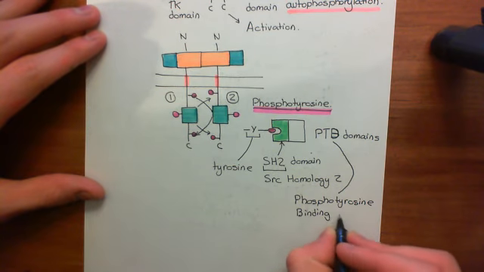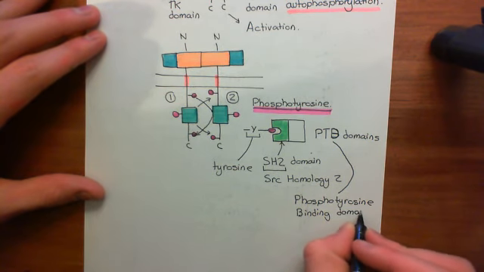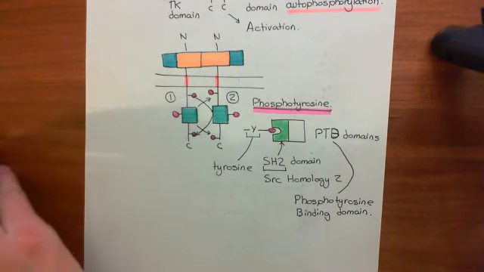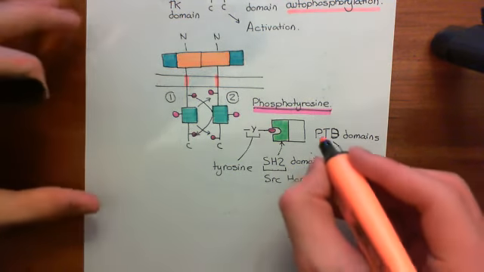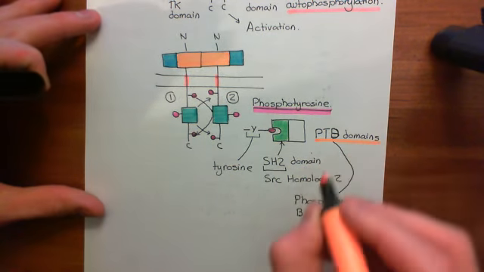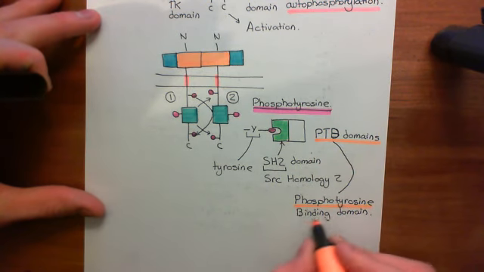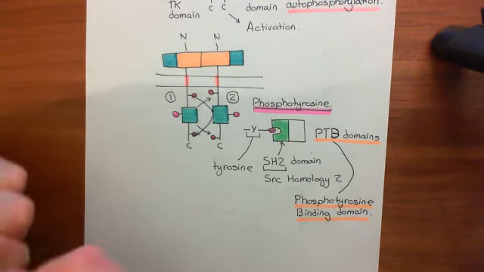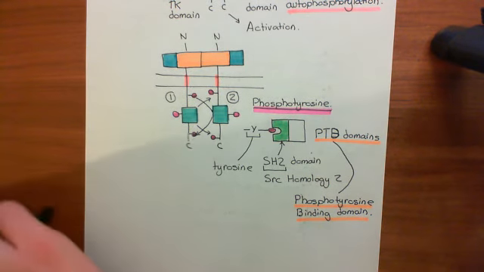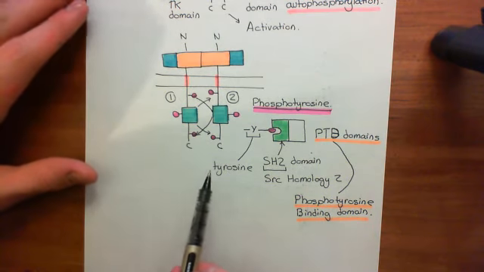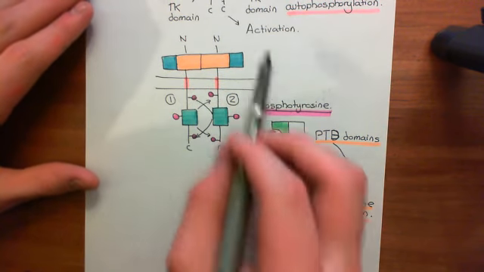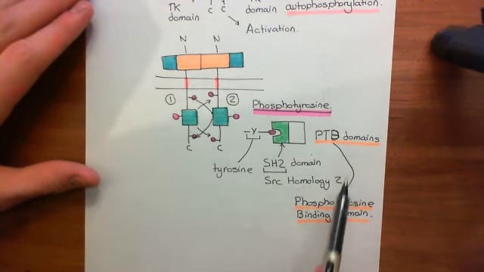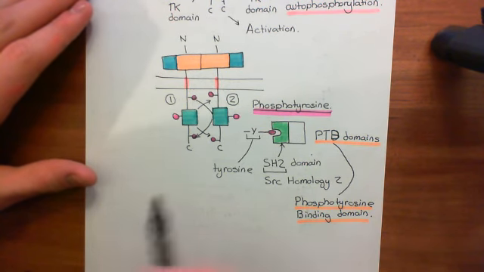So these are less common than SH2 domains. SH2 domains, you find them in all sorts of proteins, but in some proteins you instead find these phosphotyrosine binding domains. And the principle is the same, that they can bind to phosphotyrosine residues within proteins. So when you have one of these activated receptor tyrosine kinase dimers like so, proteins with phosphotyrosine binding domains will be able to come and dock onto these phosphotyrosine residues.